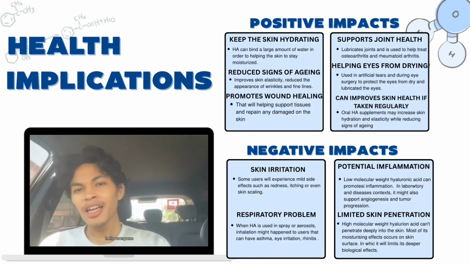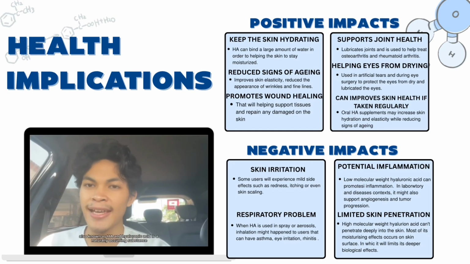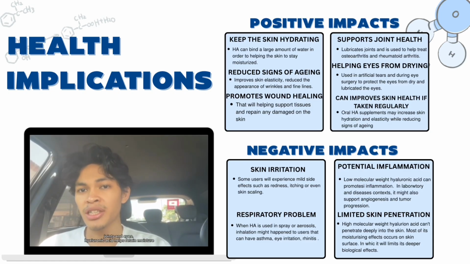Hello everyone, today I will be presenting the health applications of hyaluronic acid, also known as HA. Hyaluronic acid is a naturally occurring substance found in the human body. It is mainly present in the skin, joints, and eyes where it helps retain moisture and supports normal tissue function. It is widely used in cosmetics, medicine, and dietary supplements. Let's start with the positive health implications.